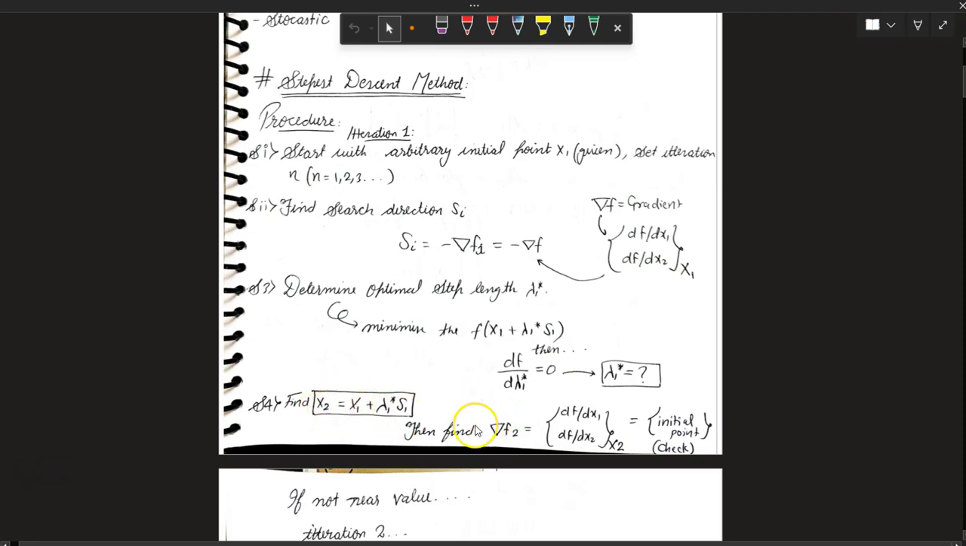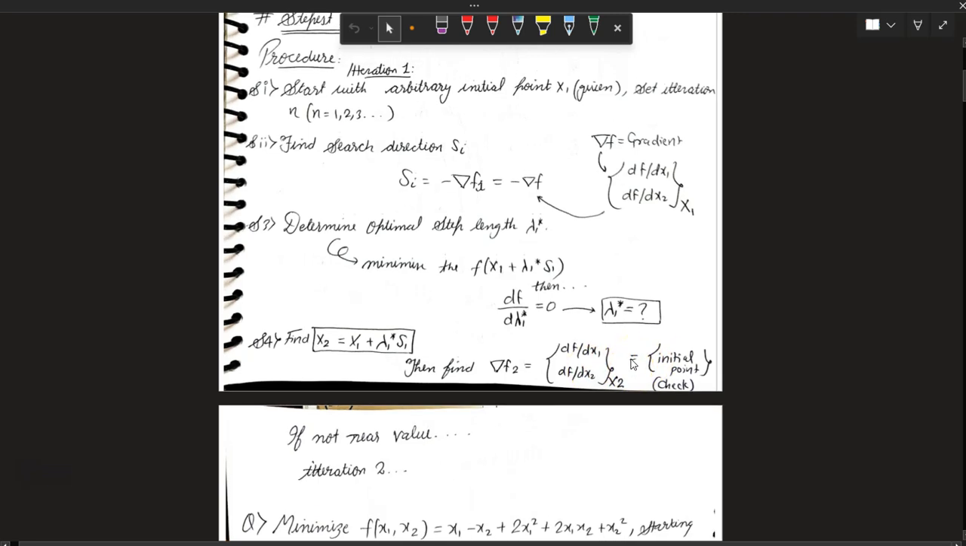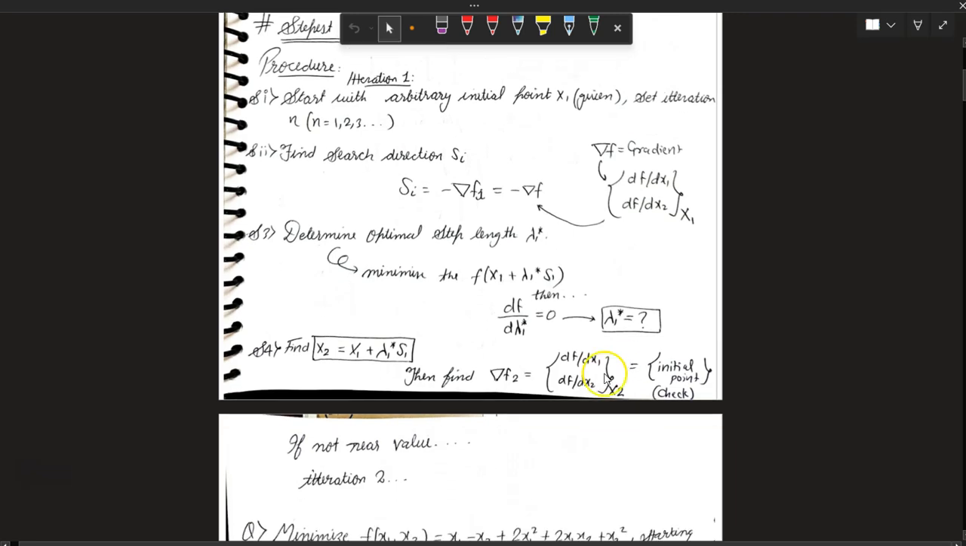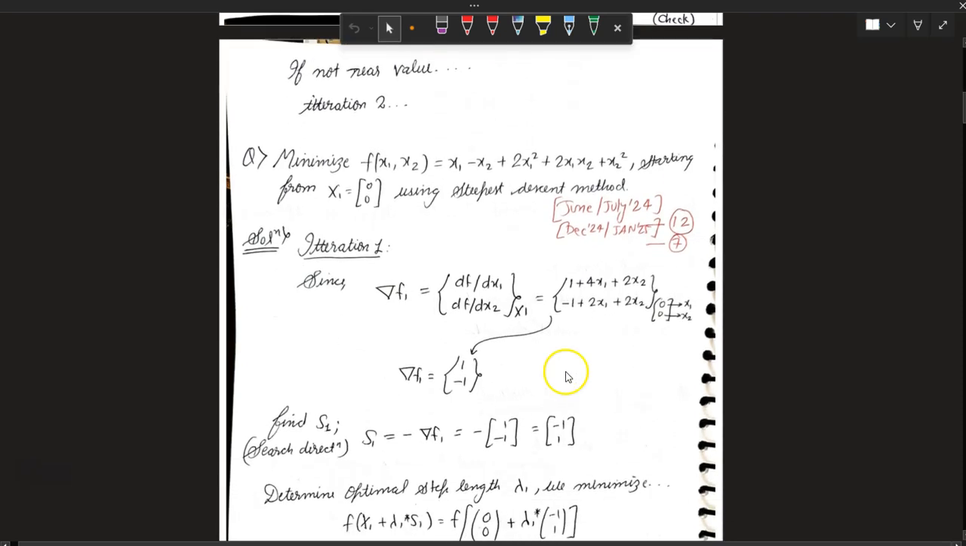Okay, then put the lambda 1 star value into the x2 equation and find the value of x2. Okay, so then find the gradient of f2, that is gradient of f2 can be given as df by dx1, df by dx2 at x2. Since you have to find the gradient of f2, you will take x2 here. If you have to find the gradient of f1, then you will take x1 here. Okay, so this you have to match with the initial point. If that initial point is near to this value or it is equal to that value, then you have to conclude there itself, or if it's not, then you have to iterate further.